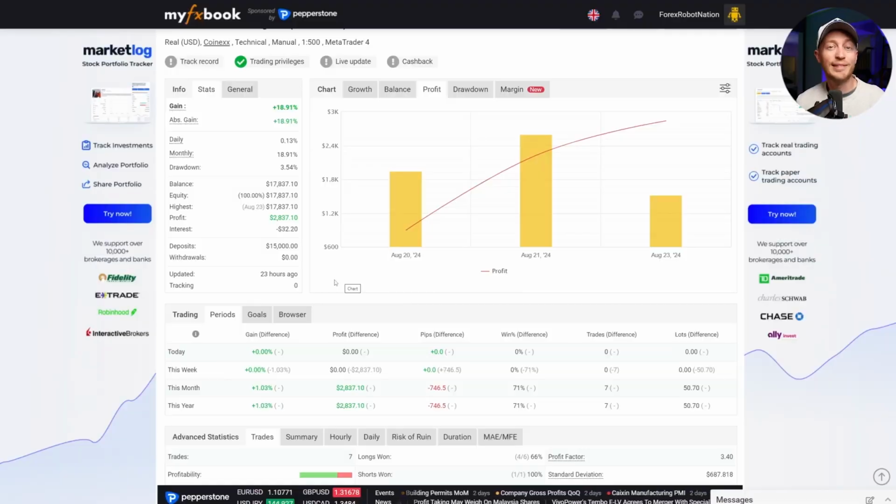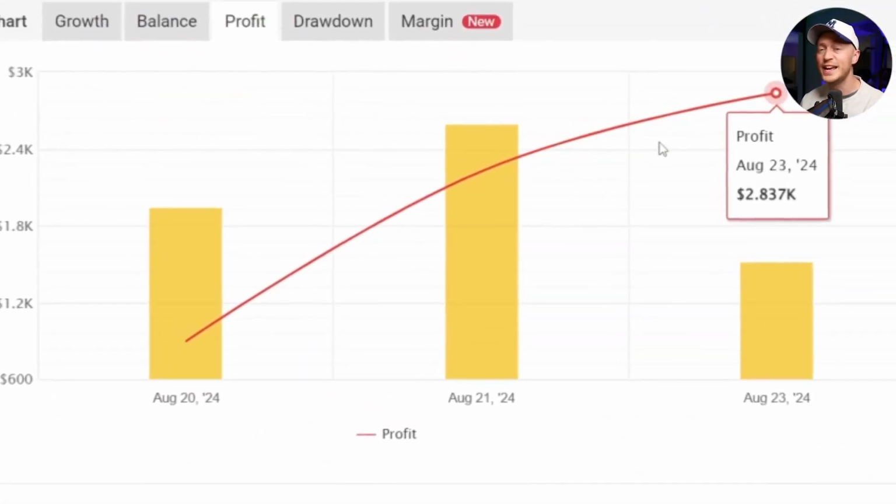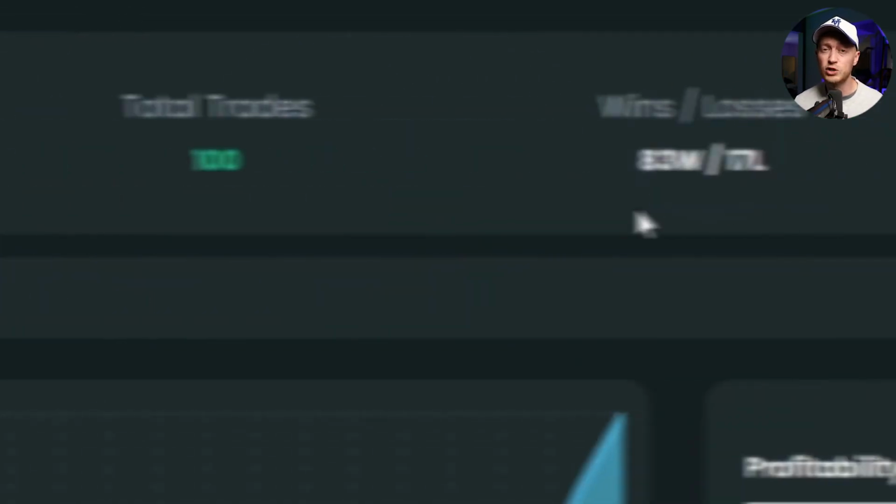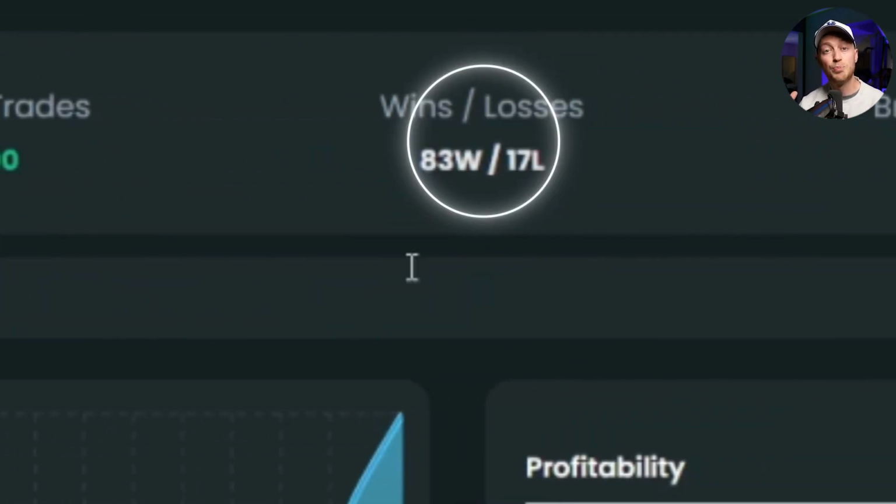So you know this works in my live trading account. 1, 2, 3 days, 3K. In my back test, a win rate of 83%, winning 83 trades, losing just 17. Now let's pop up the charts.